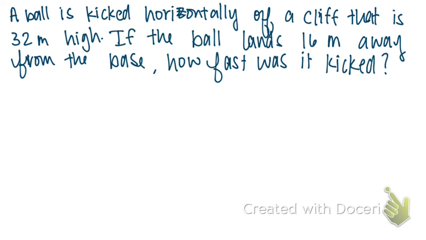Okay, so it says a ball is kicked horizontally off a cliff that's 32 meters high. If the ball lands 16 meters away from the base, how fast was it kicked? I need to add one more piece of information. Actually, never mind. You can solve that.